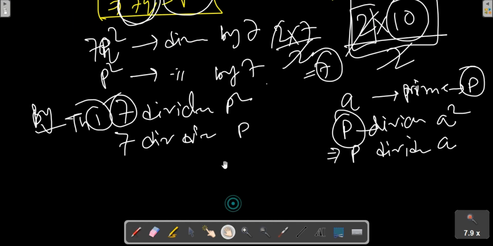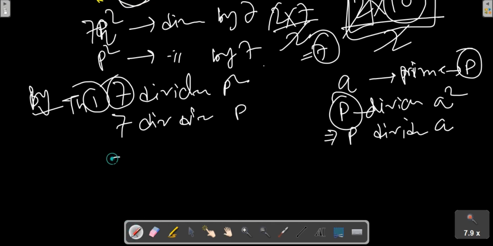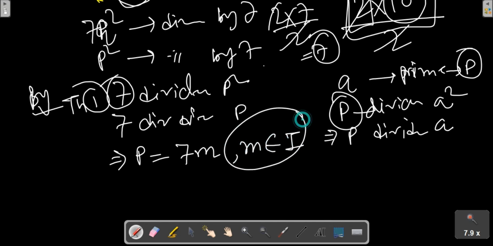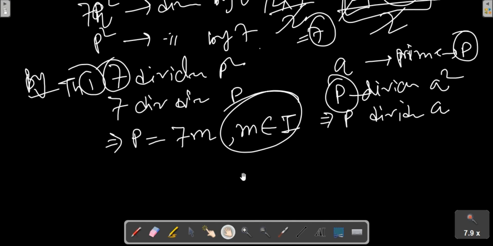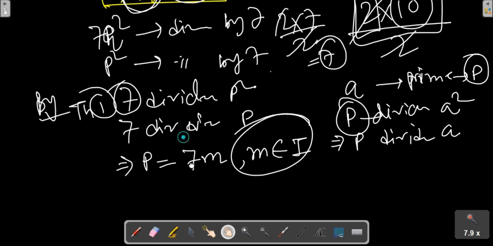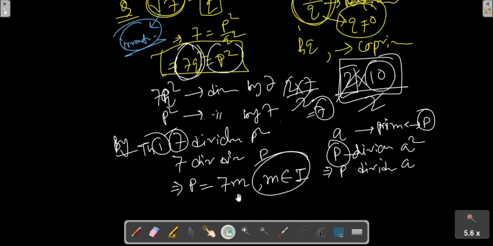So if 7 divides p, it means p is divisible by 7. Therefore p can be expressed as 7 into m, where m belongs to any integer. Okay, any integer. Acha. Now this value of p, that is 7m, can be inserted in this equation.